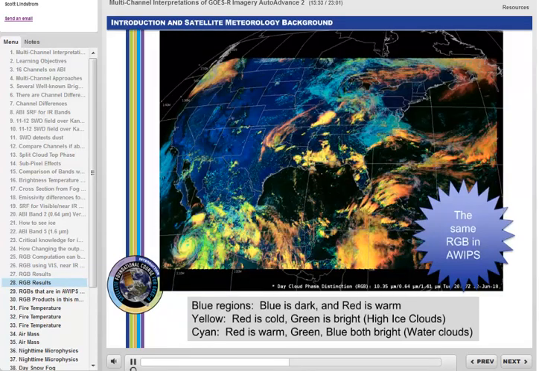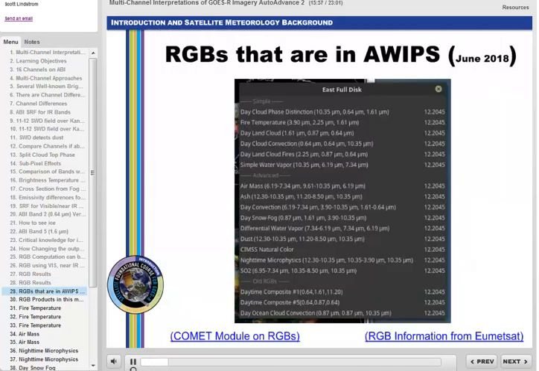Here's the same RGB as produced in AWIPS. RGBs that are present in AWIPS have been changing at times in the past 18 months as of midsummer 2018, but they are now relatively stable. They're listed here. You can also find additional information on RGBs at the link to a COMET module or to the link to EUMETSAT at the bottom of the page.